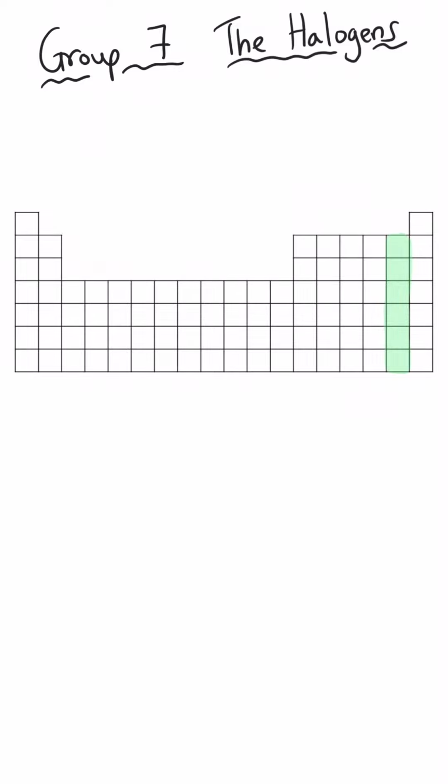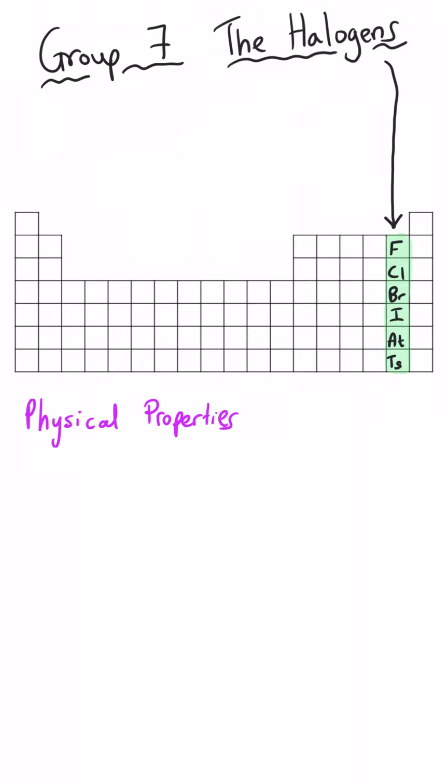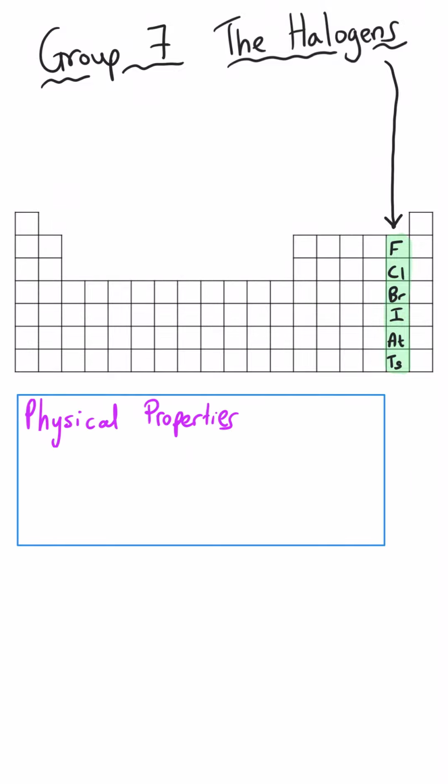Hello and welcome to this A-level chemistry explanation video about the halogens. That is the green column in the periodic table for group 7. I'm going to be taking a look at the physical properties of the group 7 elements, specifically focusing on electronegativity and boiling point. From there, we're going to look at the chemical reactions of the halogens.